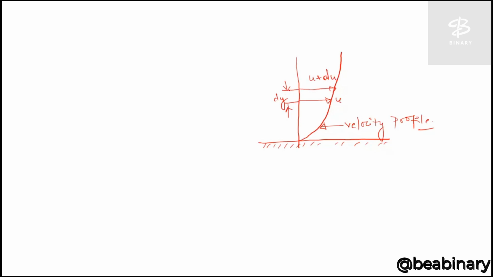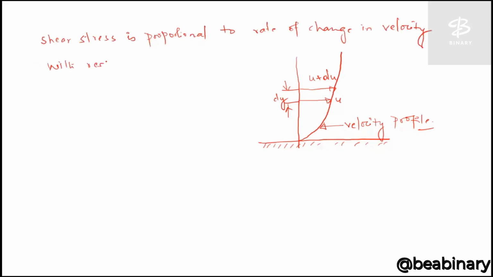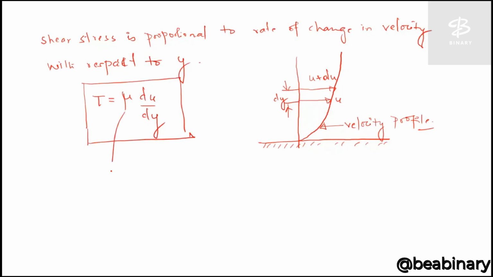Okay, so mathematically we can write the shear stress is directly proportional to the rate of change of velocity with respect to y. Or mathematically we can write tau is equal to mu du over dy. So what is mu? Mu is a constant and it is known as my dynamic viscosity.